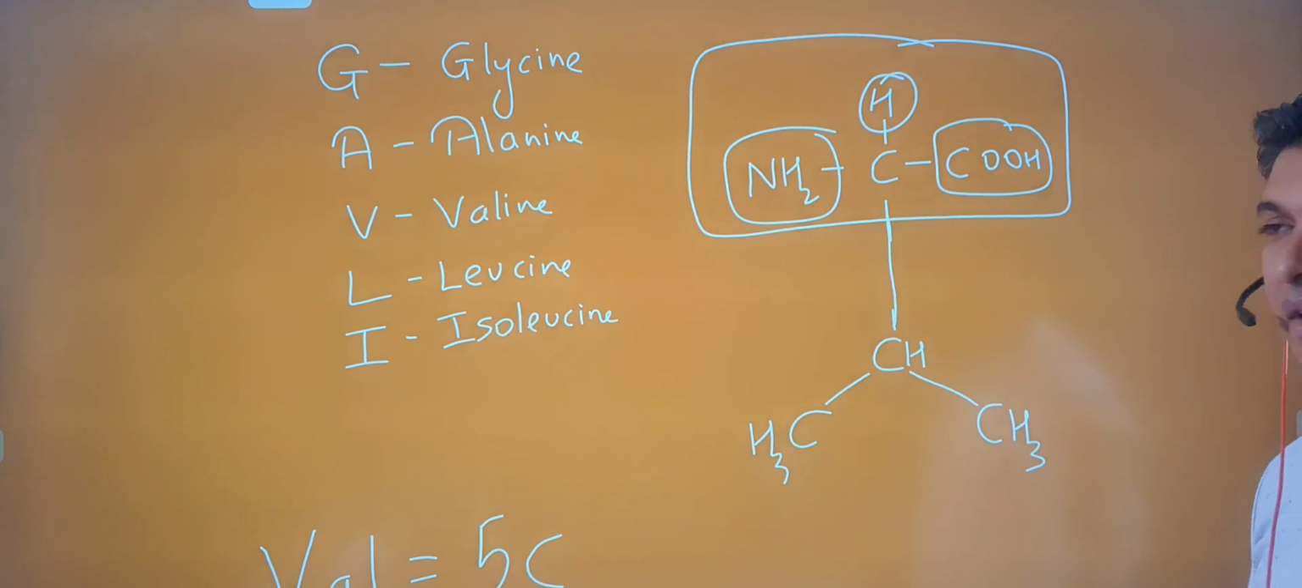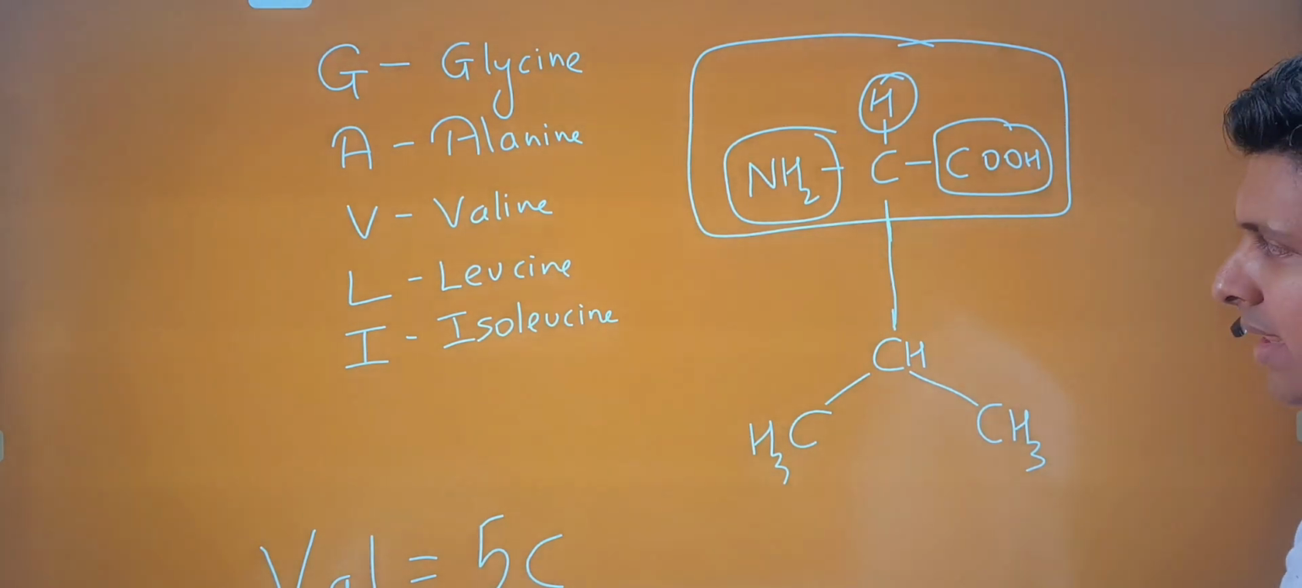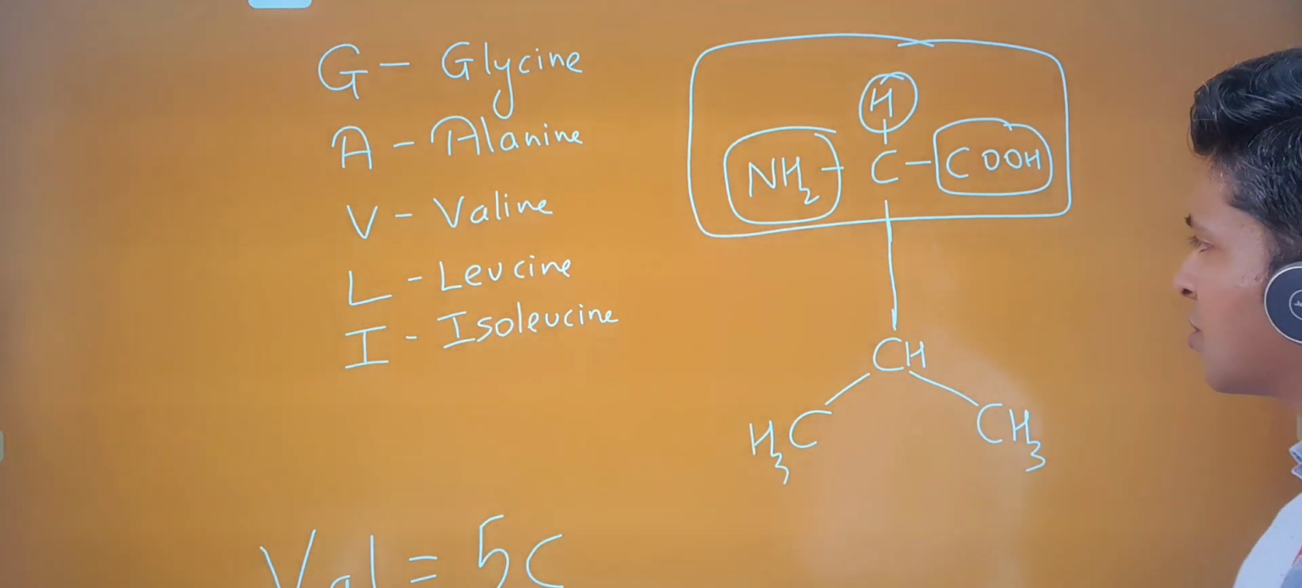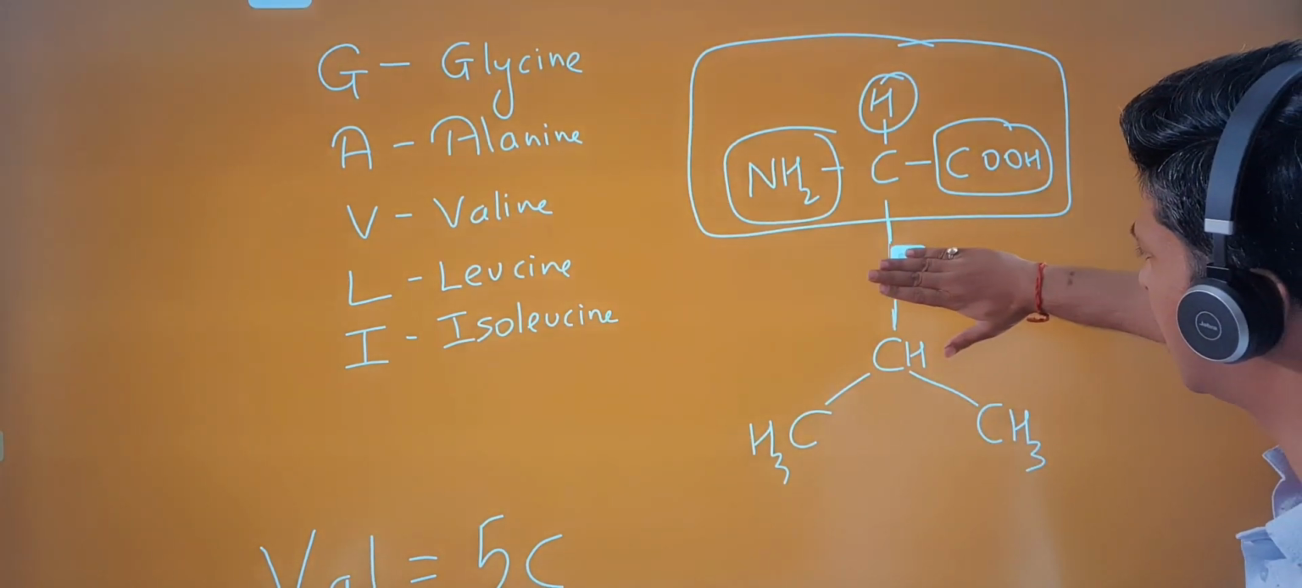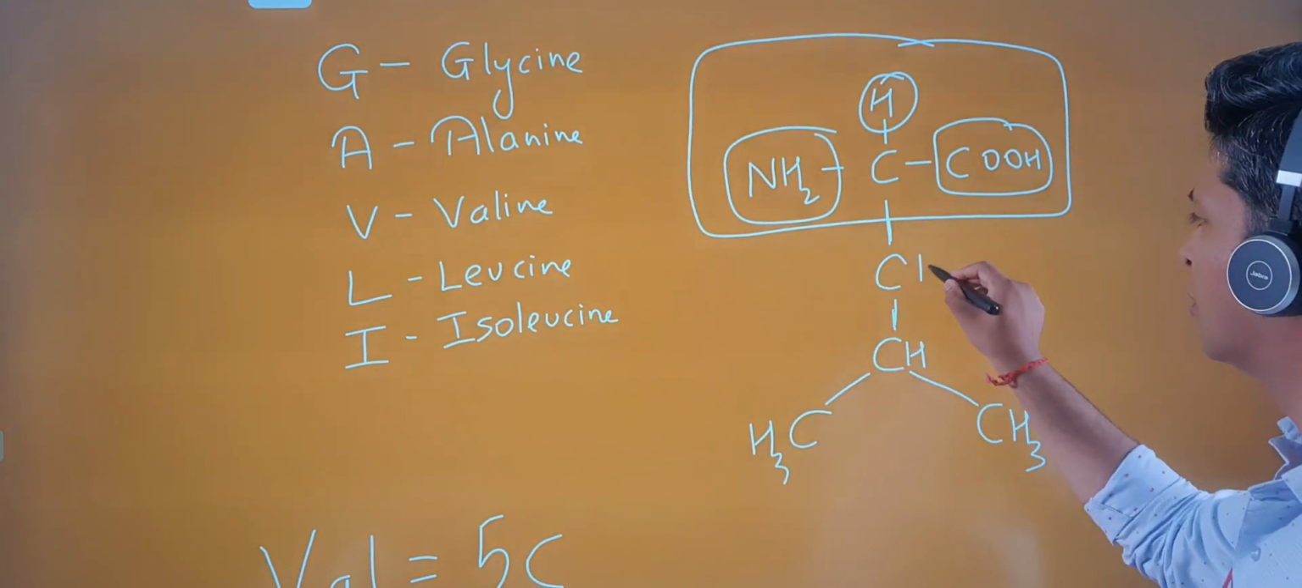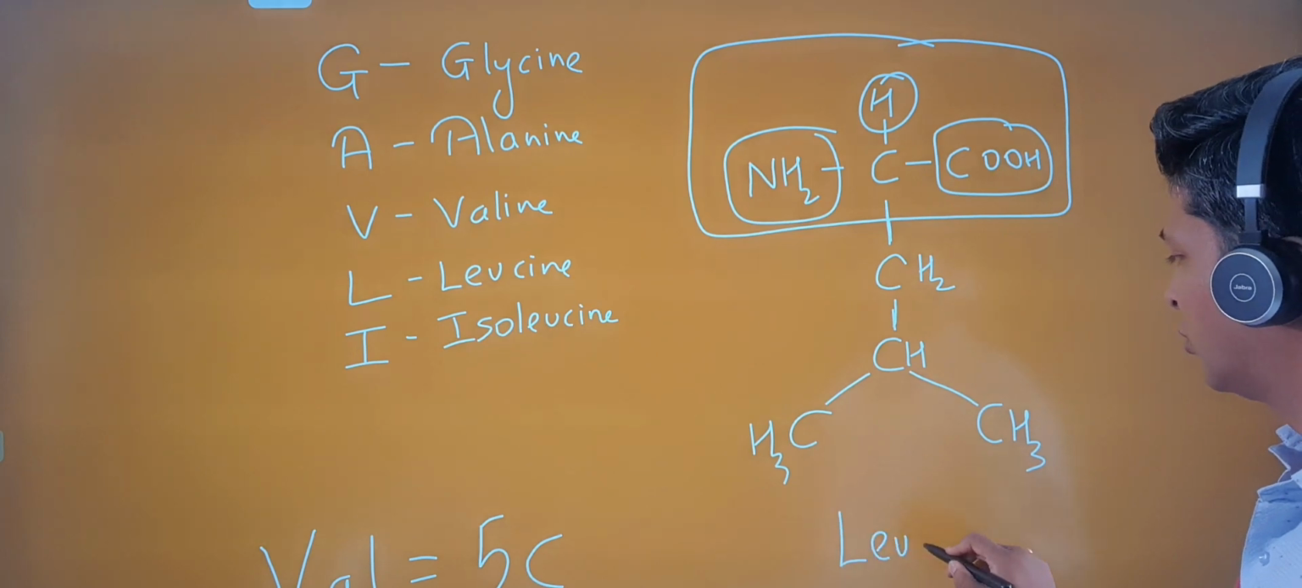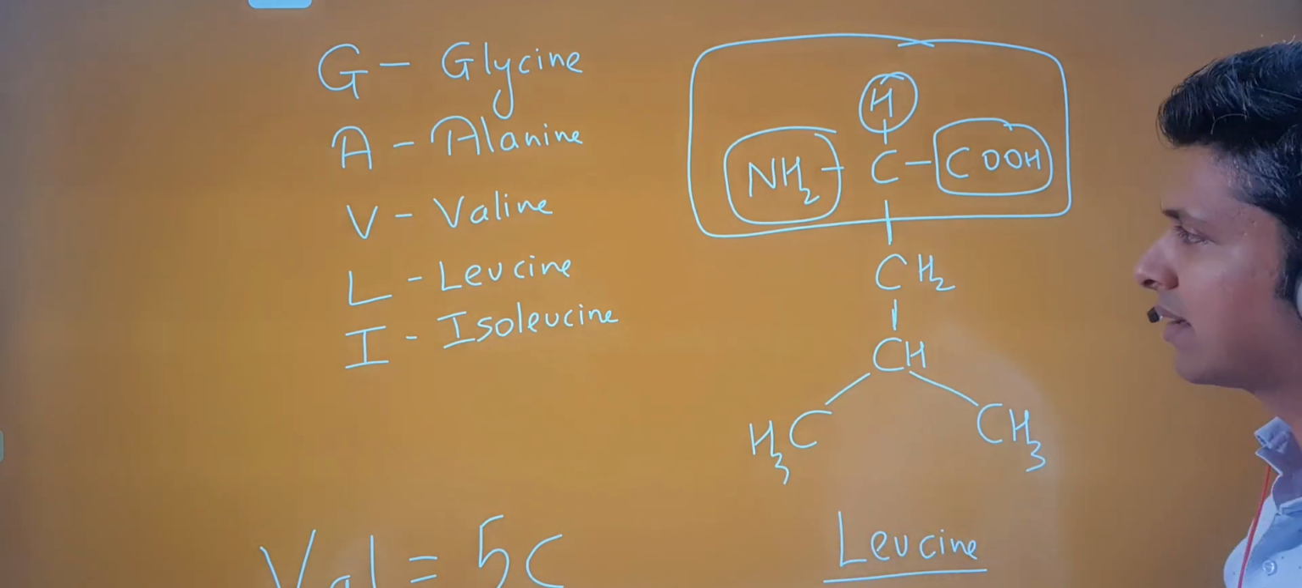सो दिस इज व्हाट? द स्ट्रक्चर ऑफ वैलिन. और इसके पहले जो स्ट्रक्चर ड्रॉ किया था ना, वो एक्चुअली स्ट्रक्चर था ल्यूसिन का. तो यहाँ पे अगर CH2 डाल दूं मैं तो ये बन जाएगा ल्यूसिन. तो 5 कार्बन है तो वैलिन, 6 कार्बन है तो ल्यूसिन.